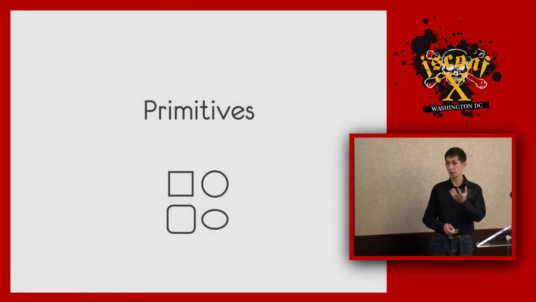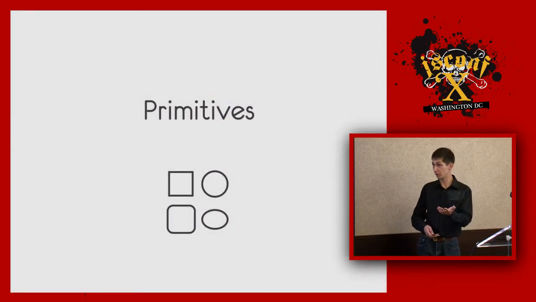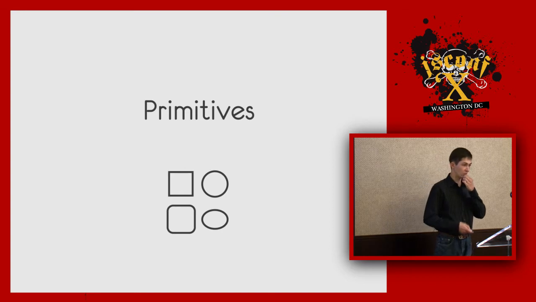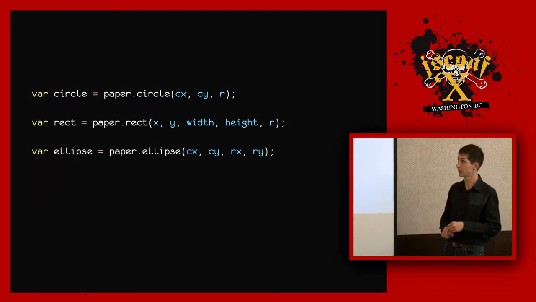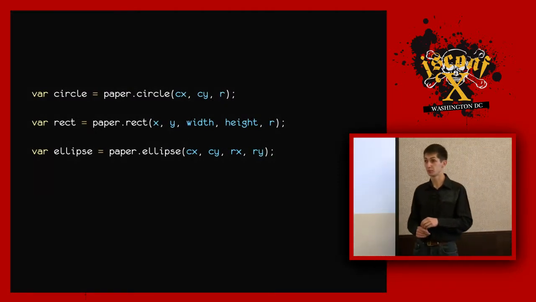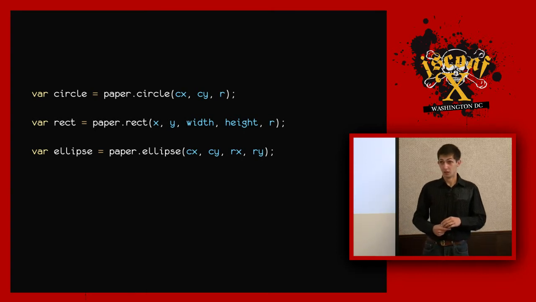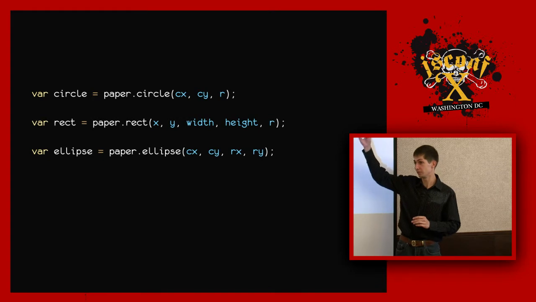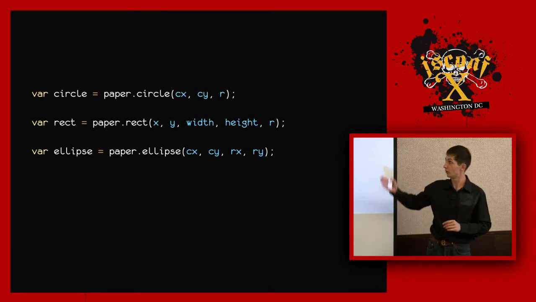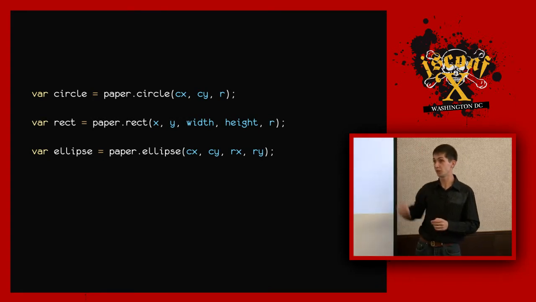Then as soon as you create the paper, you can draw on the paper. You can draw primitives, of course. You could draw a circle, a rectangle, and an ellipse. These are primitives. In difference to the Canvas API, I actually include a circle function, so be thankful. For the circle, you specify coordinates of the center and the radius. For the rectangle, you specify x and y, width and height, and an optional radius of the corners.